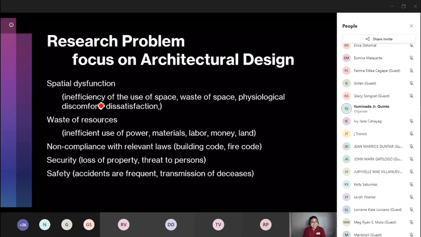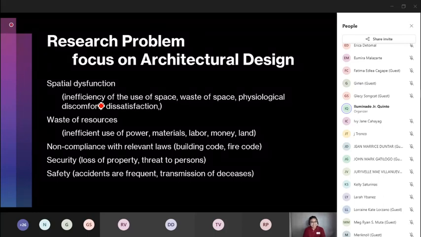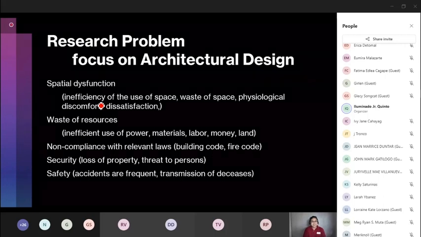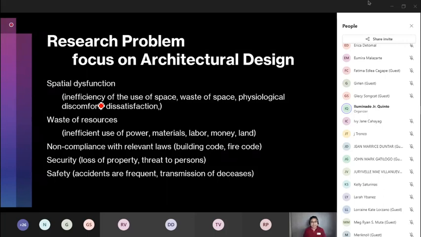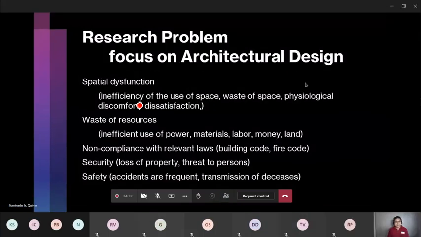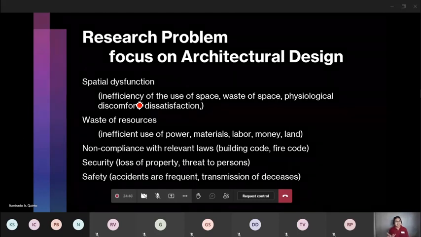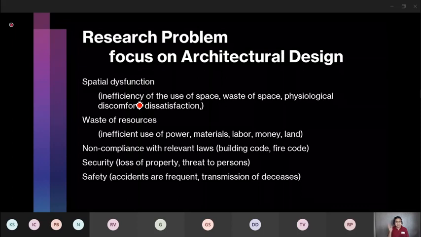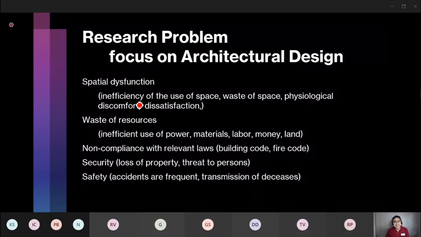Especially Gaisano Mall, you will find every space there that they can rent out. It will be rented out. Before, the corridor was empty. Now the corridor is filled with a lot of stalls. Before, you would see the spaces under the stairs just empty. Now there's a boutique or a coffee shop underneath the space.